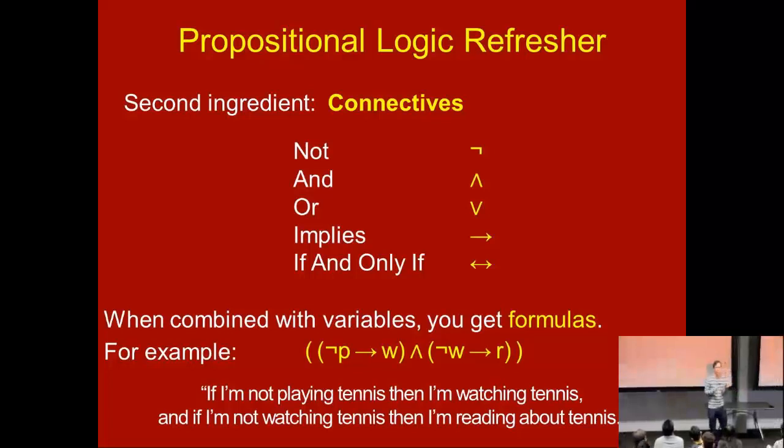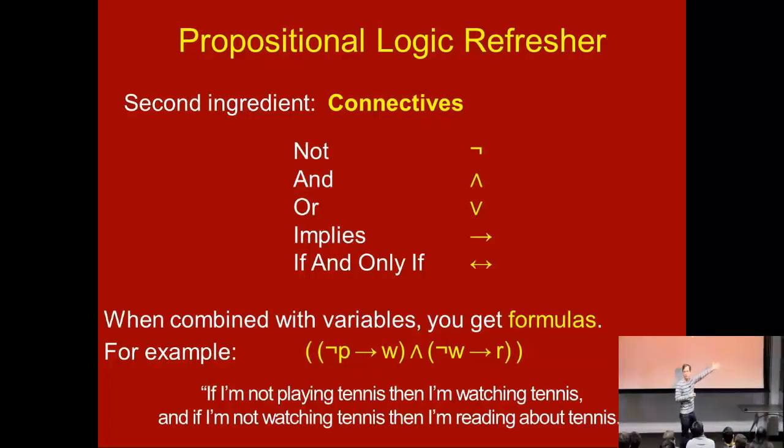The other ingredient is connectives, which are like operators, and there they are. We have 5 of them: not, and, or, implies, and this is if and only if. I'll remind you later what exactly they mean, but hopefully you remember at least not, and, or, and maybe also implies. That's kind of important.